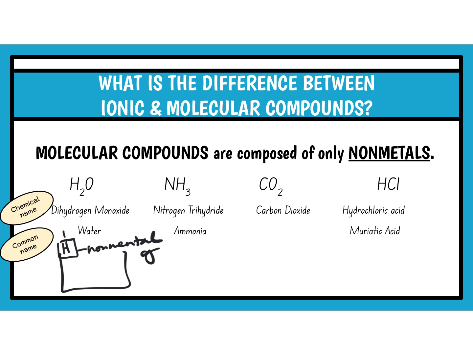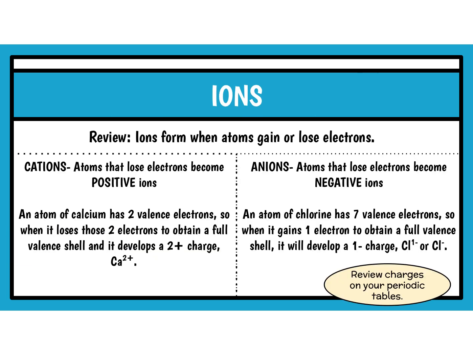And in case I forgot to mention it in the last slide, remember we can look at that staircase here. The elements on this side are metals, and on this side are the nonmetals. Now before we start talking about ionic compounds, we should talk about what an ion is. Again, this might be a review for you, so just hang out for a second.